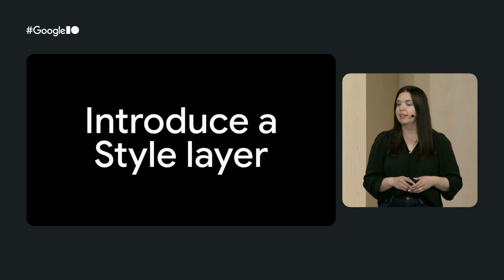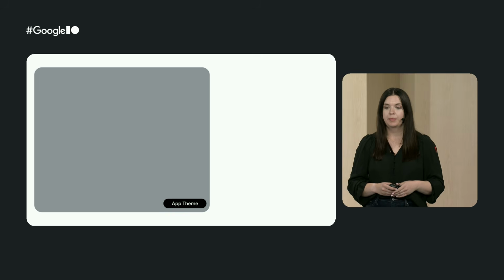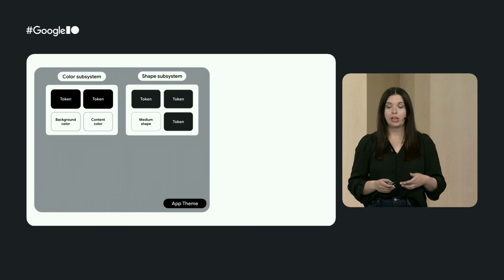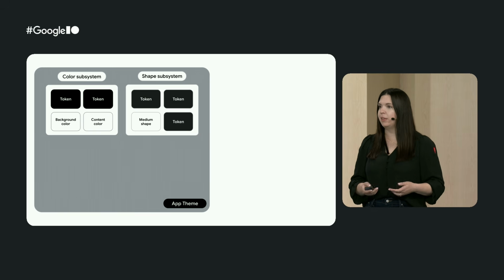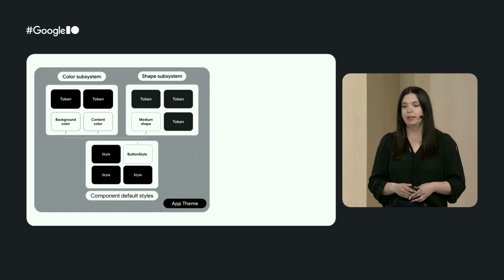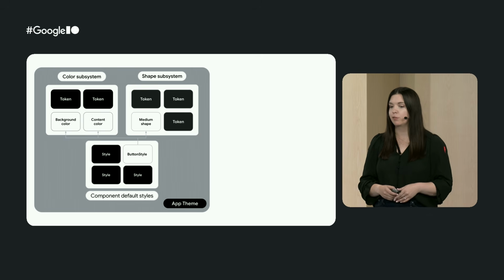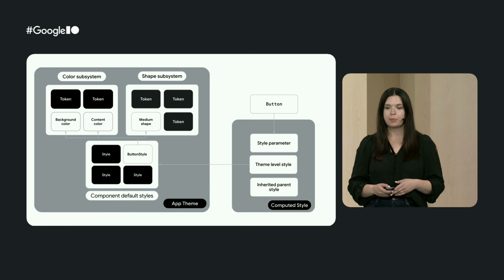This is a new layer that sits on top of the current subsystems that your design system may provide. For example, in Jetsnack, we have colors, shapes, and typography defined at a theme level. We now introduce a component default style layer into our theme, which is a group of styles that accesses the subsystems for tokens for colors, shapes, and typography.